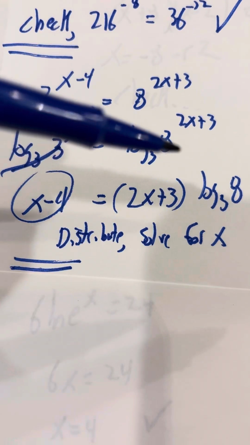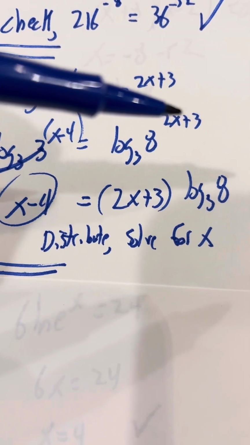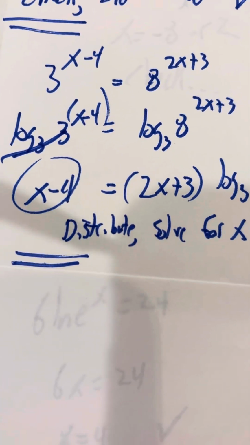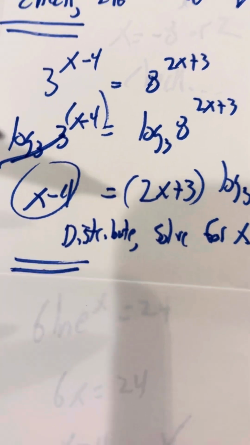You could also choose to do the log base 8 of both sides. Then these would cancel, leaving 2x plus 3 equals the log base 8 of 3 to the x minus 4. And then you'd take the x minus 4 out front. So that would be a way to do that one.